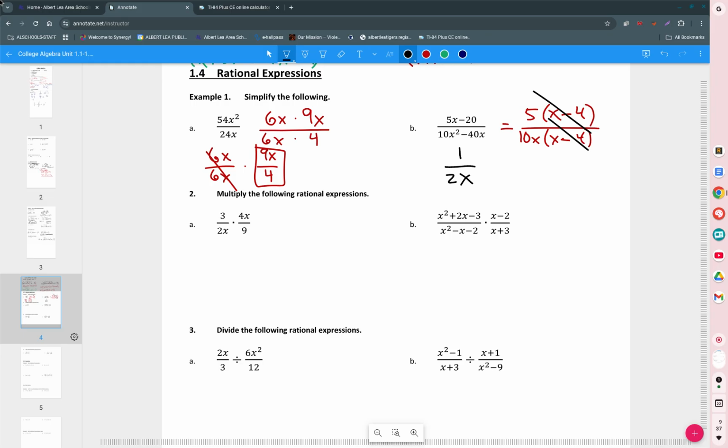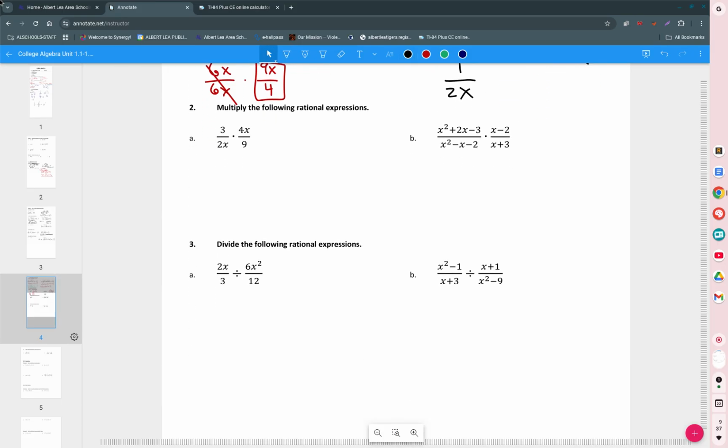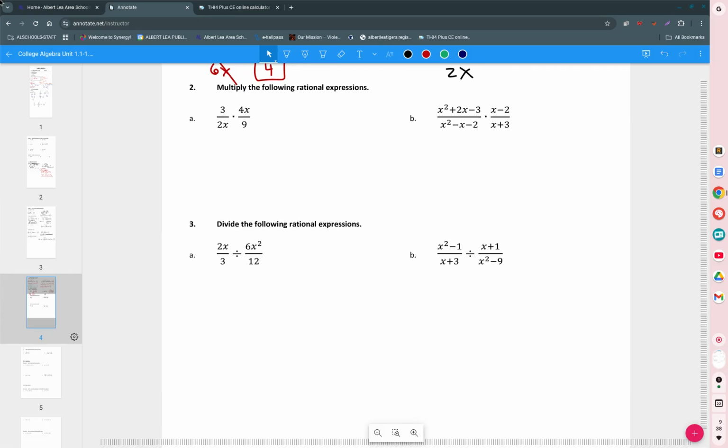You should also be able to multiply rational expressions. Multiplying rational expressions is not any more difficult than simplifying them. All we have to do is look and see where things will reduce. In fact, because multiplication is commutative, you can move things back and forth. So I don't see a reduction here or here, but if I were to rewrite it as 4x over 2x times 3 over 9, I definitely see reduction there.